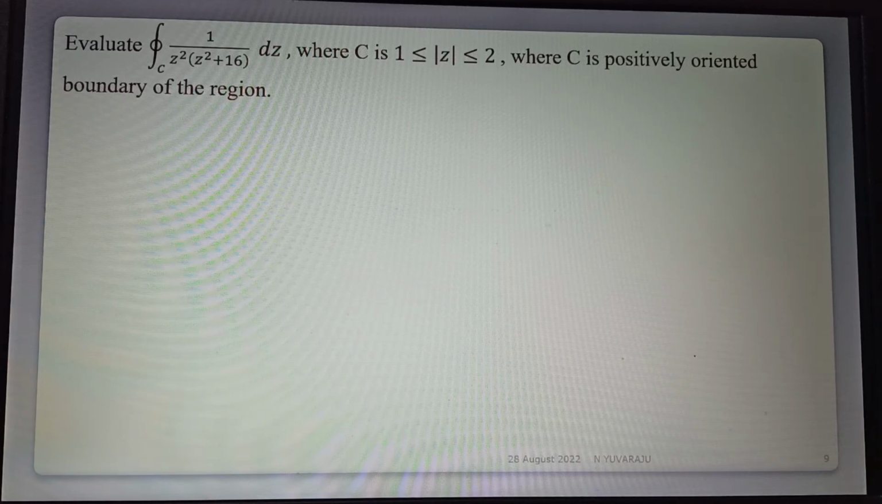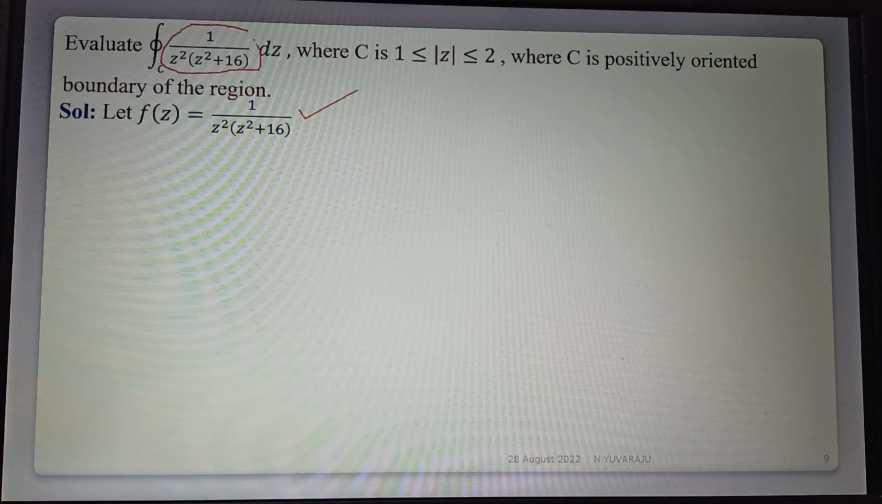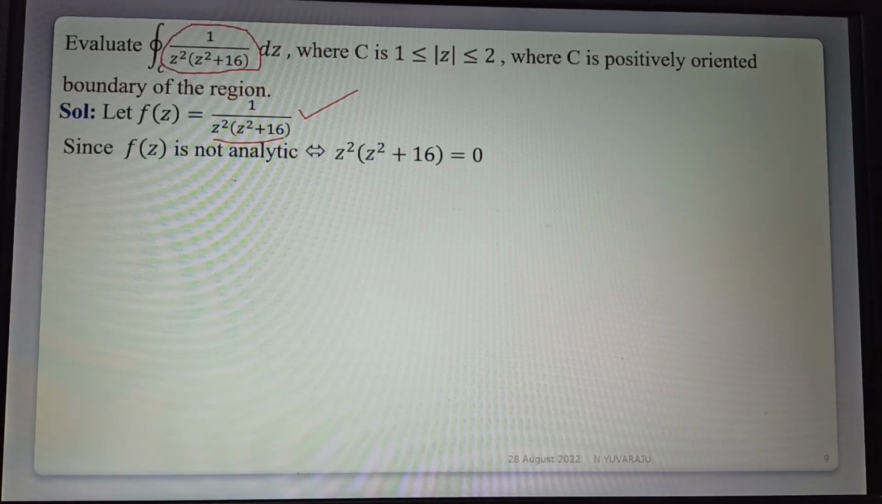So see that here the assumption given is f of z is equal to 1 by z square into z square plus 16. So now verifying where this is not analytic: where the denominator is 0. So f of z is not analytic if and only if z square into z square plus 16 is equal to 0.